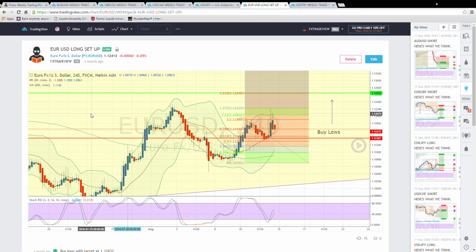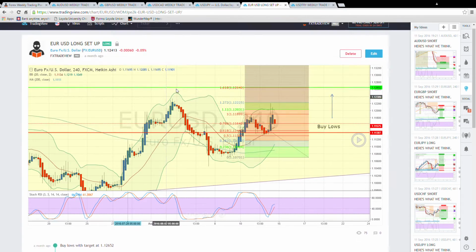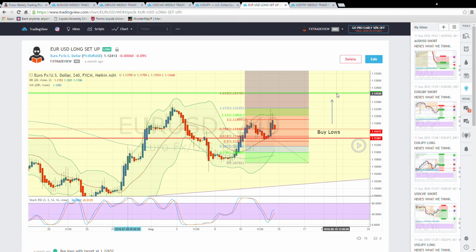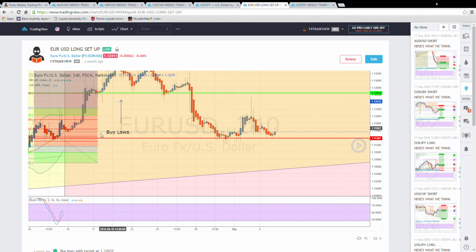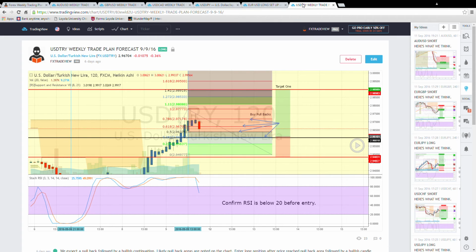This is a Euro USD trade, same thing. We're looking to buy lows here with the target area up here. That trade was, of course, successful. The next one, this was one that we just did. We don't ordinarily do USD TRY, but I had a request, so we expected that after this move, price was going to pull down into this area here or here. Any one of these were pullback zones, but this is where we expected it to go. And then this was the target.